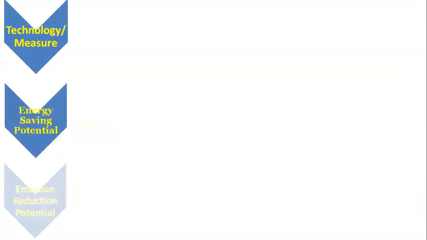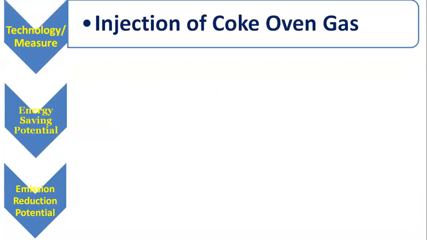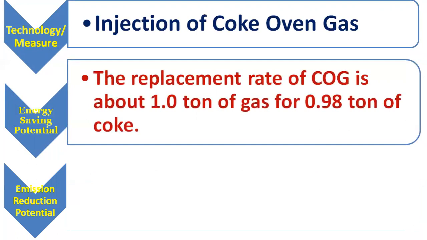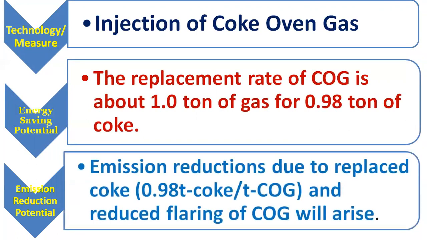The next measure is on injection of coke oven gas. The replacement rate of coke oven gas is about 1 ton of gas for 0.98 ton of coke. Since 2002, as a case study, a plant in Austria has operated their small blast furnaces with a simultaneous injection of reduction gas and heavy fuel oil as standard operational procedure, with the replacement of 70% of the heavy fuel oil by coke oven gas.